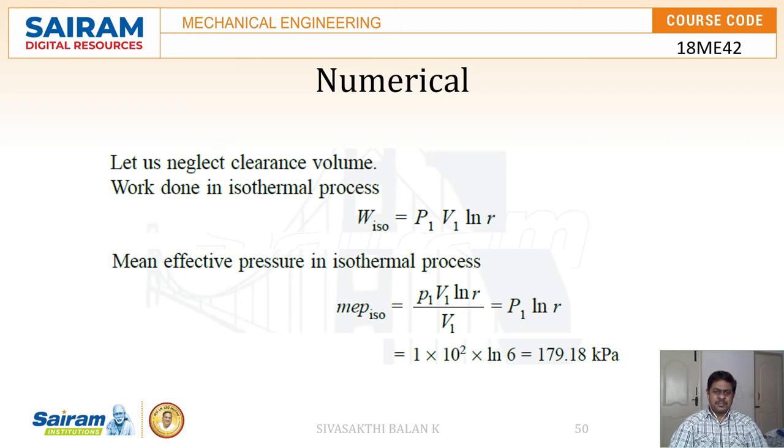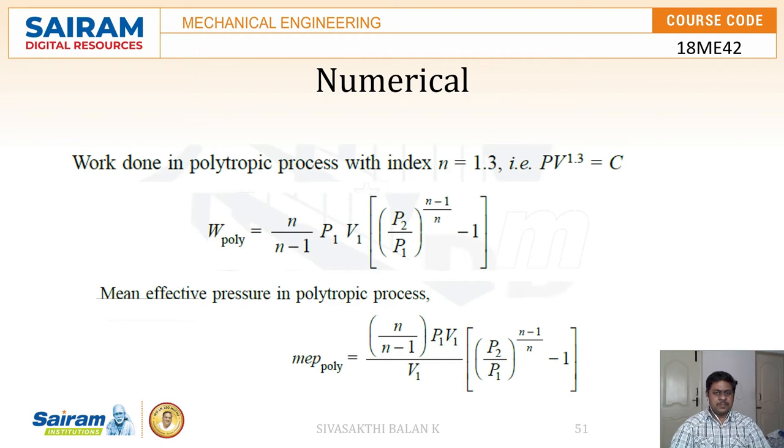Let us continue. The general definition of mean effective pressure is the ratio between work done to the swept volume, and since we are neglecting the clearance volume, the swept volume is equal to the total volume V1. So P1 V1 divided by V1 into ln of R, and V1 gets cancelled, remaining P1 into ln of P2 by P1. That overall value will be 179.18 kilopascal, the mean effective pressure for the isothermal process.